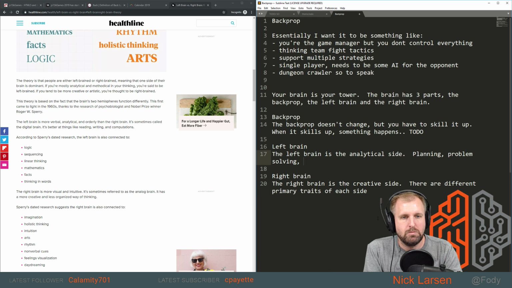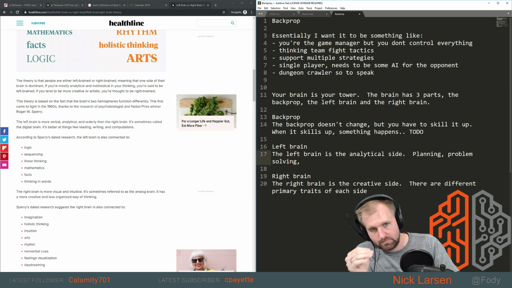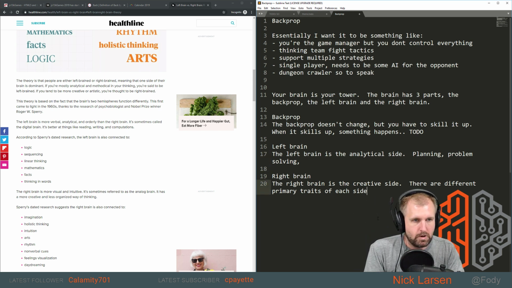Planning, problem solving, and what's another one here? Thinking in words. I think planning and thinking are the same thing. Problem solving. And I don't know what else. What would be another one here? Let's move on. The right brain.